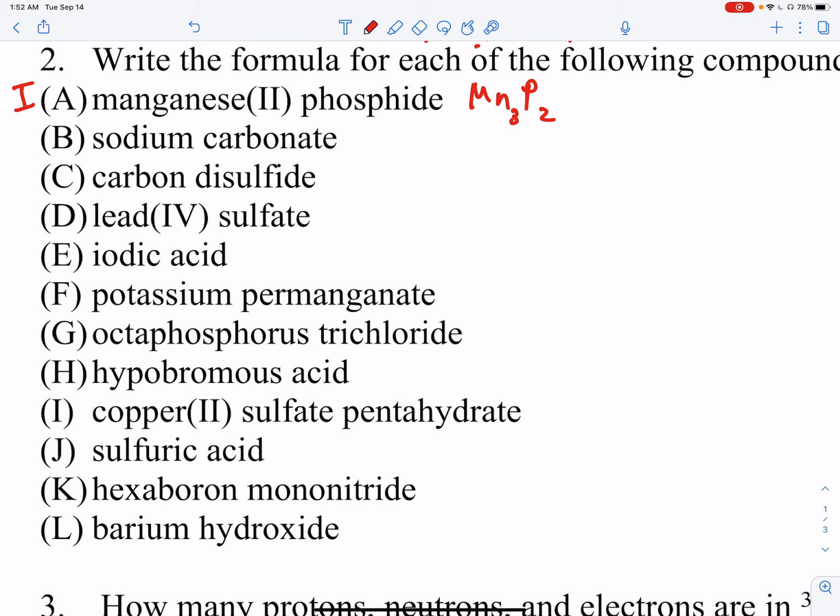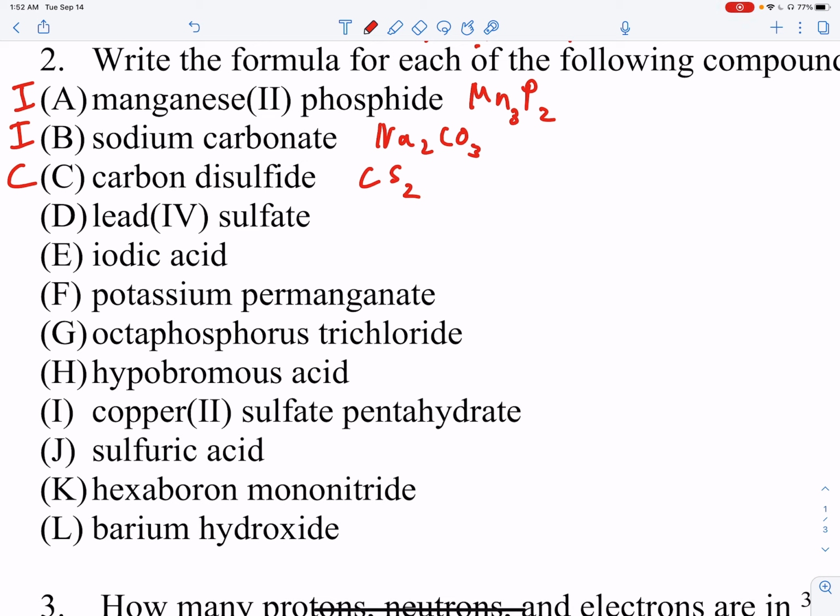Okay. Next is sodium carbonate. So that's Na2CO3. Carbonate's a polyatomic ion, has a -2 charge. Sodium is +1, so I need 2 sodium. Carbon disulfide is covalent. So I'm just going to put carbon and sulfur. Disulfide tells me there's 2 sulfur, CS2 like that.